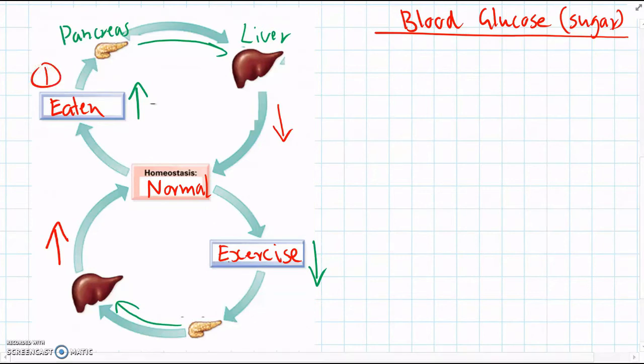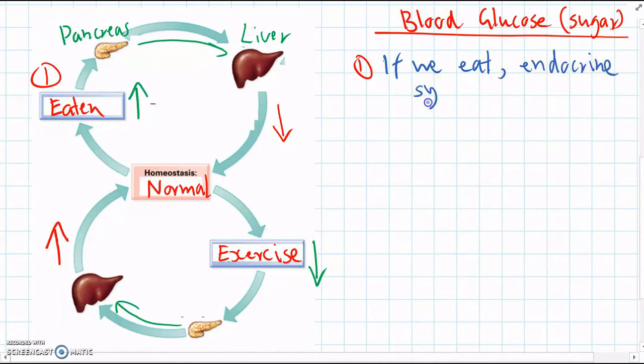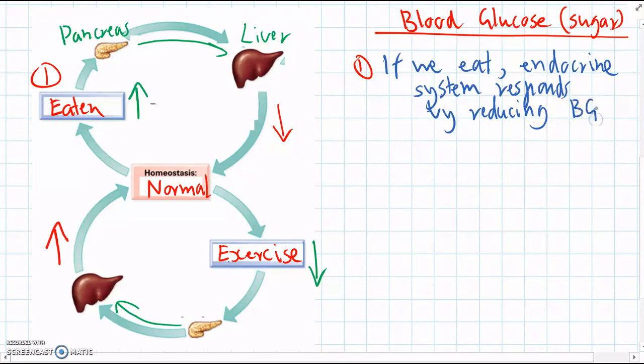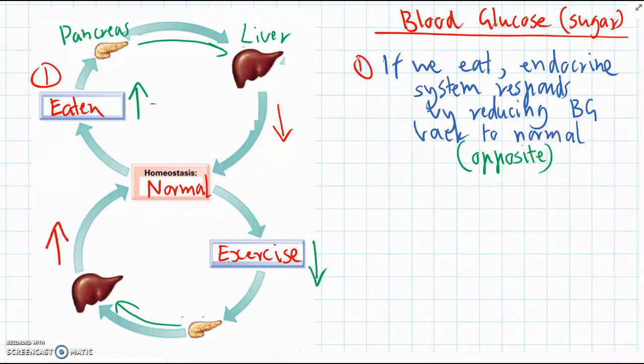So the first situation again is if we eat, then the endocrine system responds by reducing the blood glucose. Blood glucose back to normal. So this is the opposite. We had high blood glucose, and the response is the opposite, to bring things back to normal.